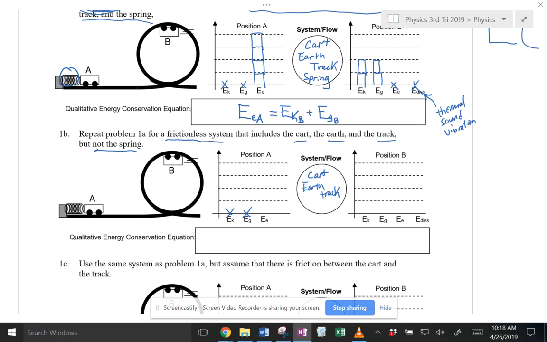The cart, the earth, the track, do those things have any elastic energy stored in them? They don't. So I have no blocks here at position A. Now, everything else about this problem is the same.